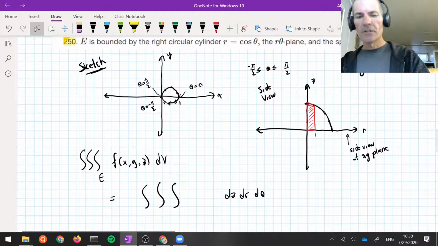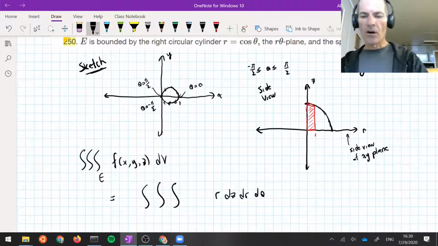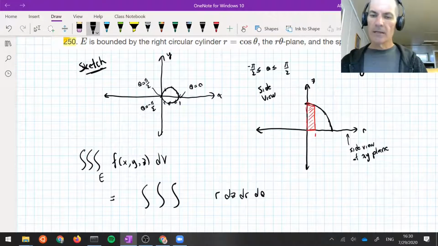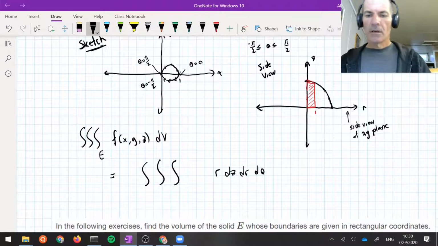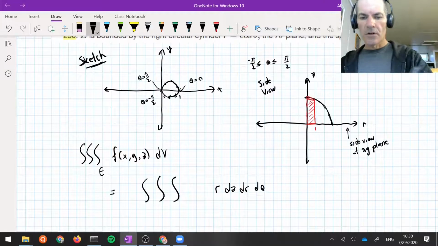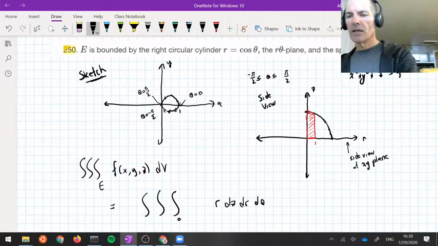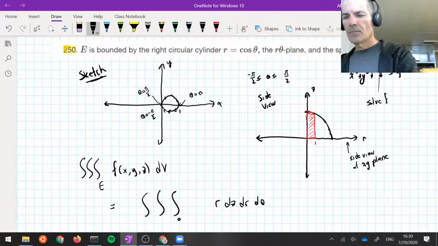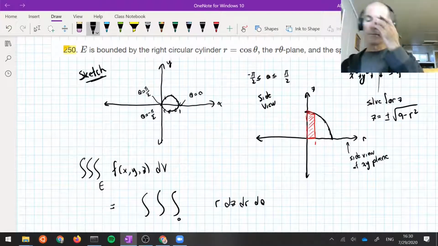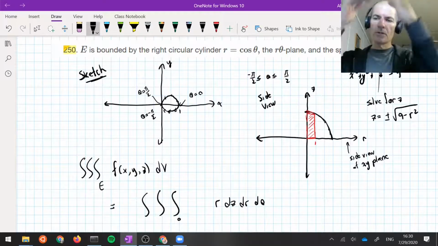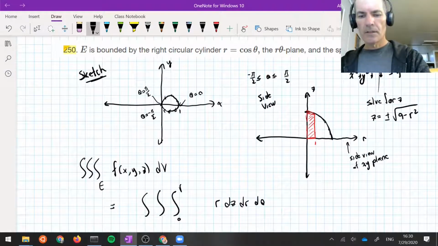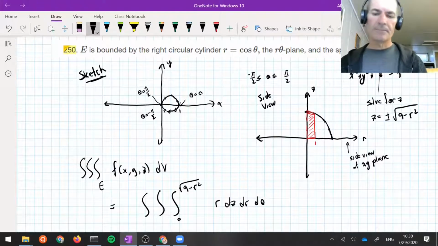Now we're doing cylindrical coordinates, so there's an extra factor of r that always appears in the integrand of a cylindrical integral. Z is going to start at 0 on the xy plane, and it's going to go up to this surface. So we're going to solve for z in terms of r. That gives me z equals plus or minus the square root of 9 minus r squared. And of course we'll take the positive one because we want the upper half of this sphere. So the upper limit is just the square root of 9 minus r squared.